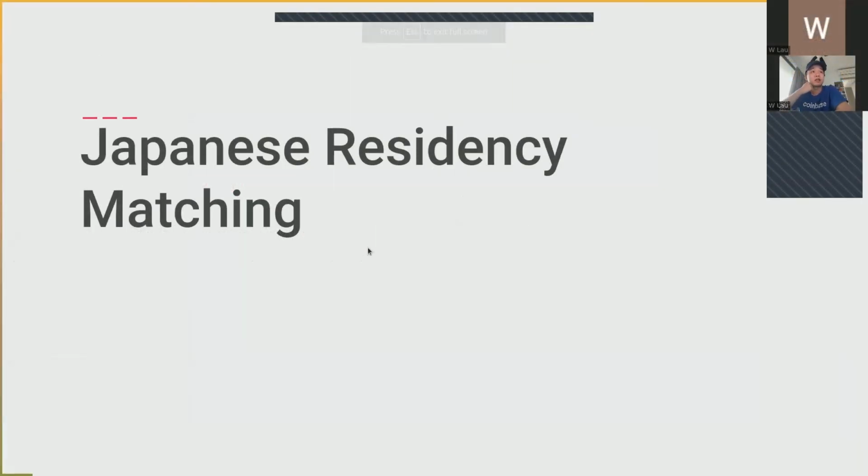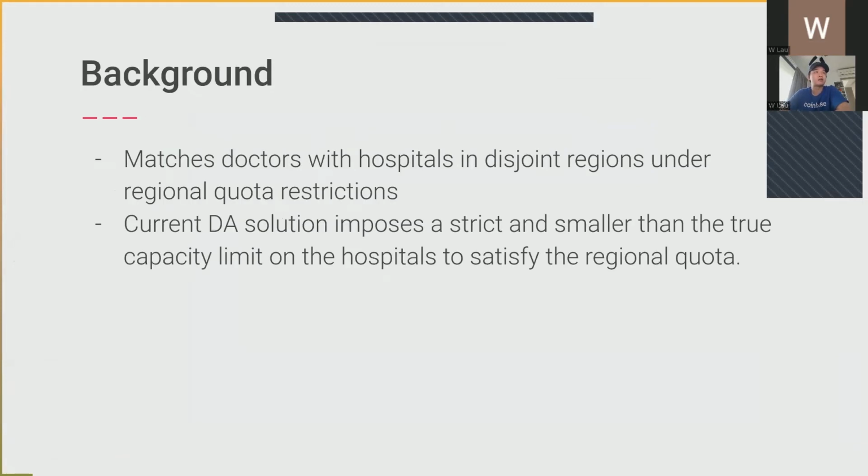So next, we'll be discussing the Japanese residence matching problem. For the background of this problem, we are trying to match between doctors and hospitals in disjoint regions under regional quota. What that means is there are a bunch of hospitals in each region, and in this region, we have a total limitation of how many doctors there can be among all the hospitals in this region. And for each hospital, we also have a small quota that you cannot exceed this number of doctors in my hospital and in whichever hospital in this region.